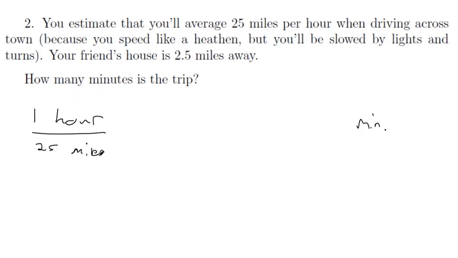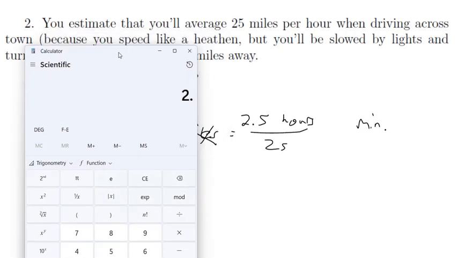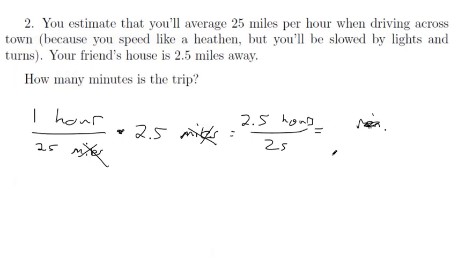And so one thing I've got to do is I've got to make miles disappear before I can get this by itself. So I can multiply this by what I'm given, is that it's 2.5 miles away. Okay, these miles cross cancel. So I've got 2.5 hours over 25, and the miles units are gone. So if we divide those, that's 0.1. So here it's not minutes, it's 0.1 hours. So it's going to take us 0.1 hours.